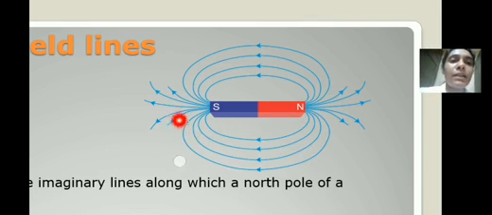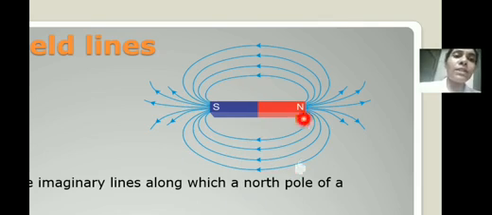Now, the second property: near the poles or near the magnet, the field lines are crowded. So the closeness of the field lines indicates the relative strength of magnetic field at that point. So here the field lines are closer. That means here the field is stronger. Here also field lines are closer. So that means here also the magnetic field is stronger. Okay, but in these regions, the field lines are far apart, which means magnetic field is weak here. Here also the field lines are far apart, which indicates the weakness of magnetic field in these regions.